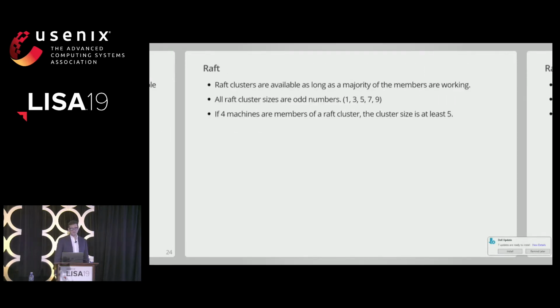Clusters are available as long as a majority of the members are working. All Raft clusters are odd number sizes. So even if you have 4 machines involved in a Raft cluster, well, your cluster size is actually 5. So if you lost 2 of the machines in your 4-machine cluster, well, you wouldn't have an available cluster anymore.